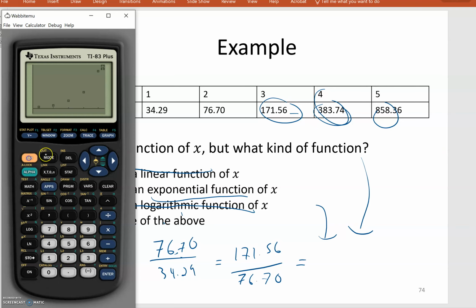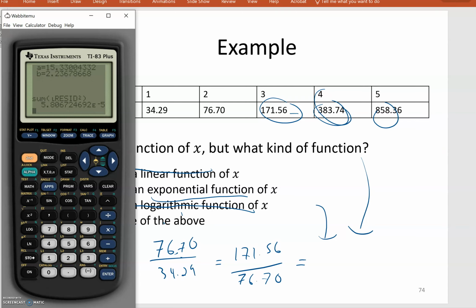Another thing you can do to verify that is you can do the regression and then check the SSE. So I could do this. I could do stat calc, ExpReg, and then we can calculate our SSE by doing sum of resid squared.